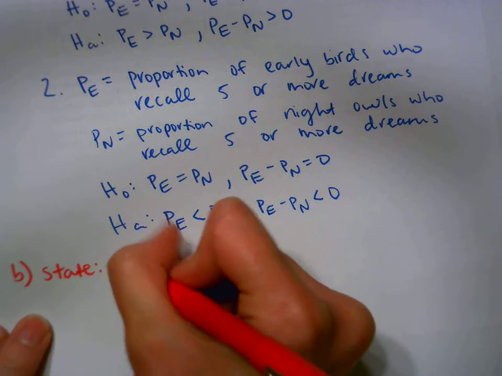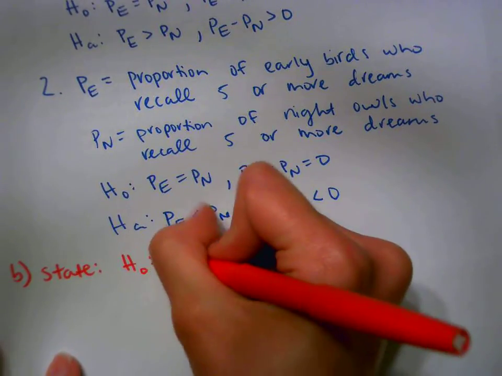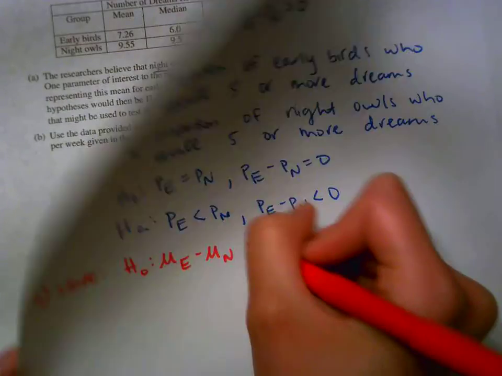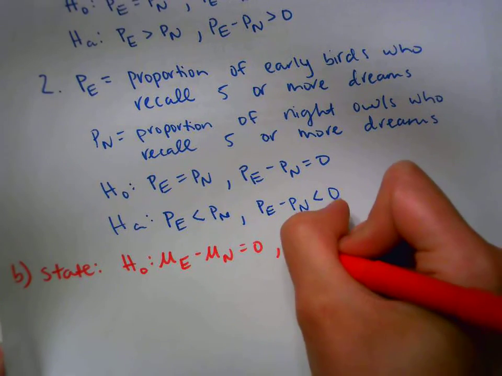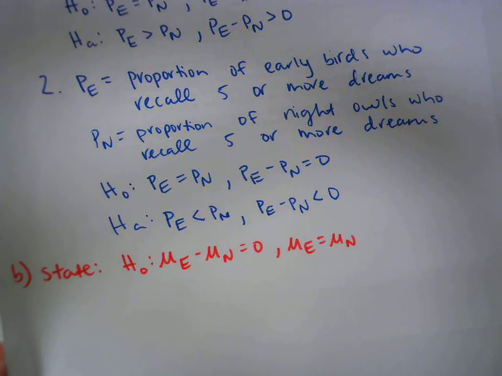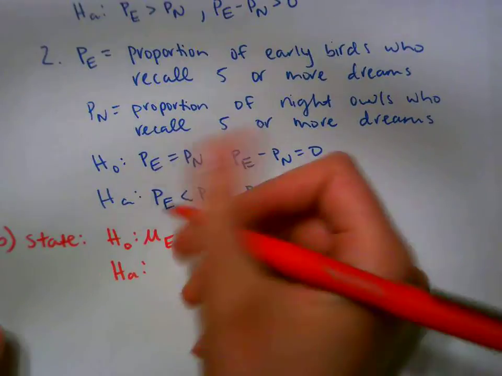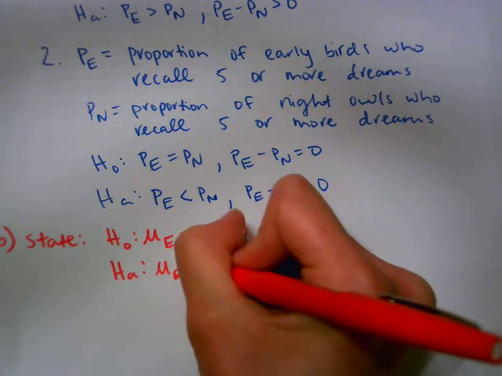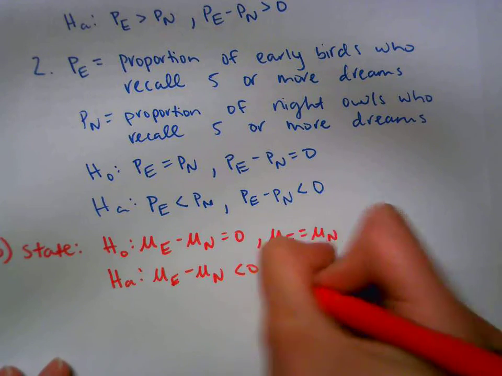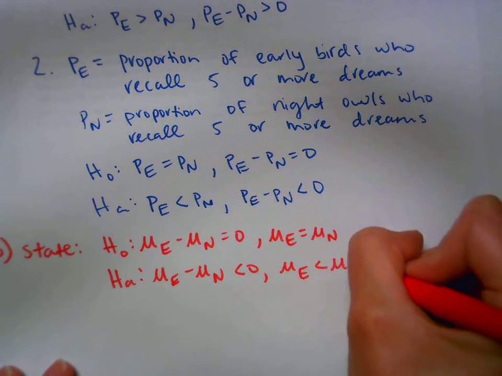So we know our null hypothesis is what they gave us: mu E minus mu N equals 0. What's another way to write that? Mu E equals mu N. And then their HA was mu E minus mu N is less than 0, which means mu E is less than mu N.